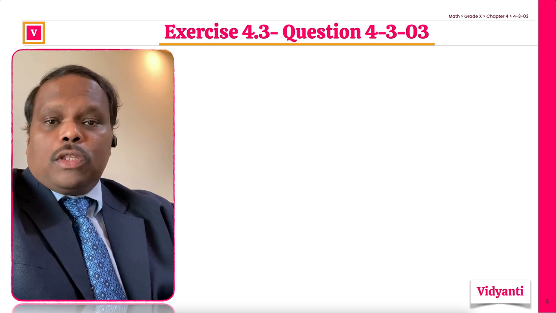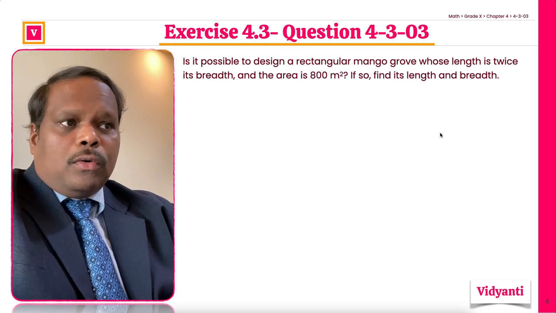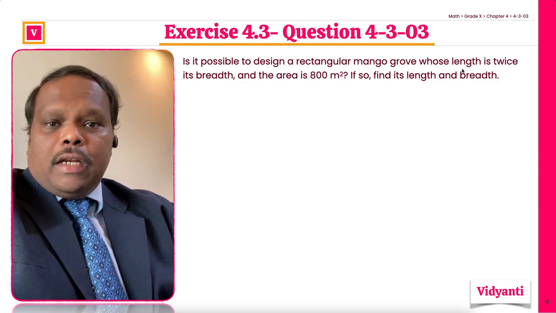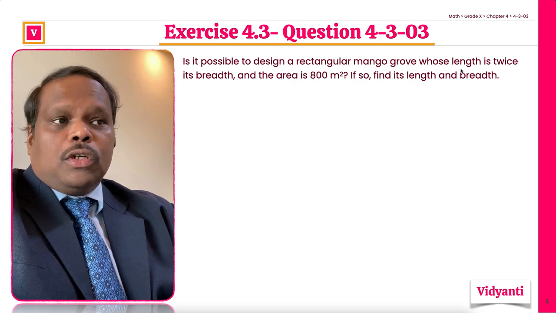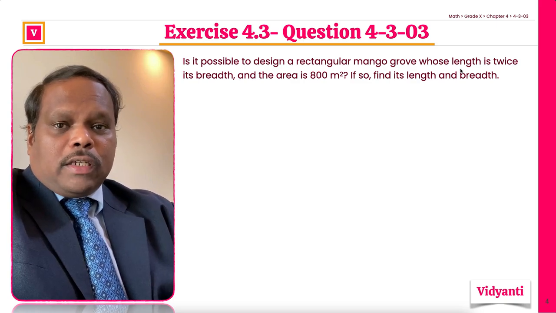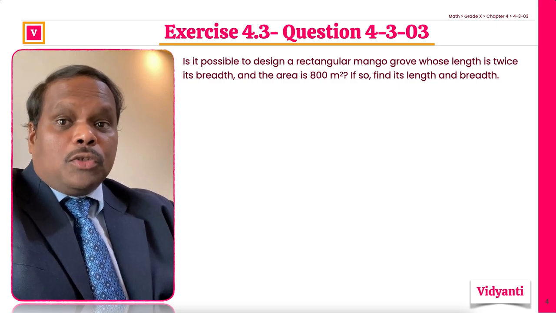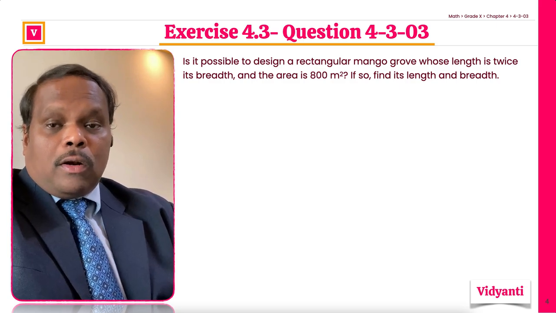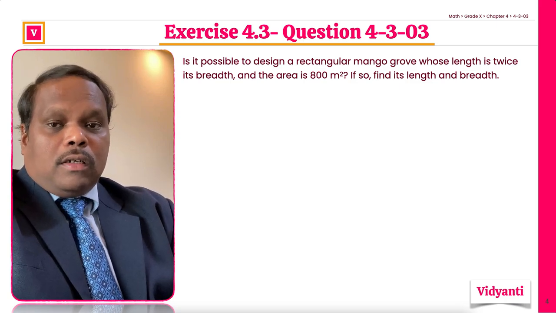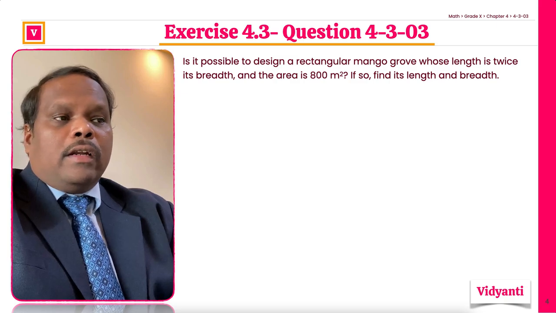Exercise question 433. Is it possible to design a rectangular mango grove whose length is twice its breadth and the area is 800 meters square? If so, find its length and breadth. Now, this kind of question can be seen as two sub-questions. First of all, is this situation even possible or not? That's the first sub-question. And the second one, if it is possible, then we have to proceed further and find out its length and breadth.